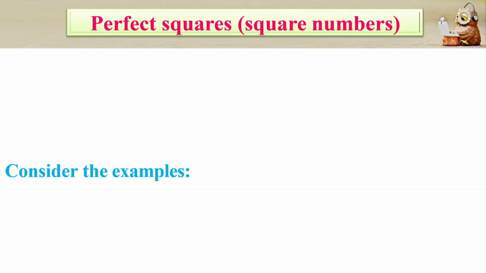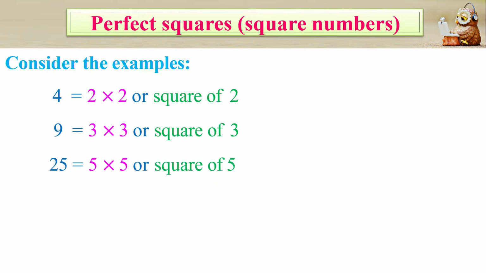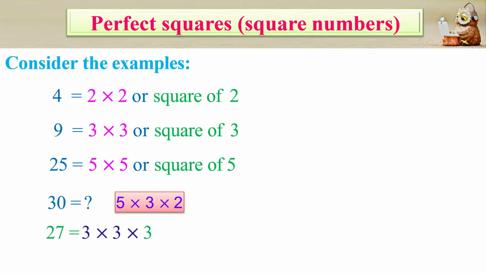See more examples of perfect squares. Consider the examples. 4. The prime factors of 4 is 2 into 2 or square of 2. 9. The prime factors of 9 is 3 into 3 or square of 3. 25. The prime factors of 25 is 5 into 5 or square of 5. 30. The prime factors of 30 is 5 into 3 into 2. 27. The prime factors of 27 is 3 into 3 into 3. We see that 4, 9 and 25 are squares of 2, 3 and 5 respectively, which are natural numbers.